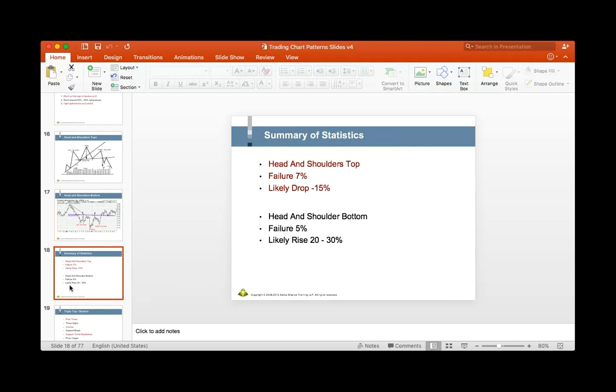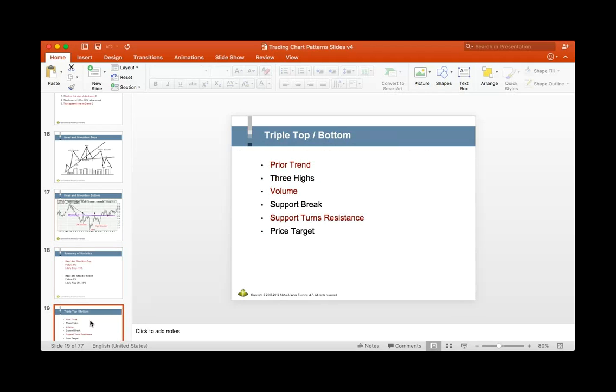Okay, so these are some of the statistics over here. Head and shoulder top failure rate is about 7% after the pattern is formed. A likely drop after the head and shoulders pattern is formed is about 15%. Head and shoulder bottom, the failure rate is about 5%, and the likely rise is about 20 to 30%. So after a pattern is formed, it will likely rise about 20 to 30. Okay, so this is some of the things that you can use.